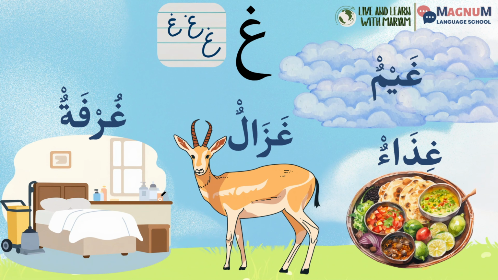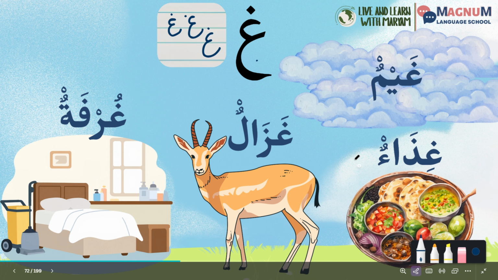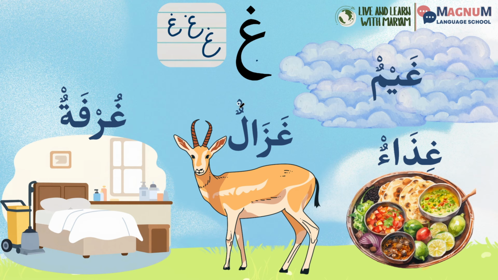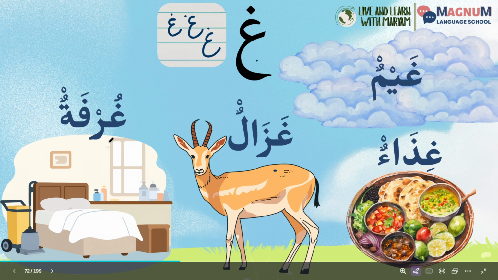Now, let's see the words with Ghain. Ghain for Ghaimun means cloud. Ghain for Ghiza'un means food. Ghain for Ghazalun means gazelle. Ghain for Ghurfatun means room.